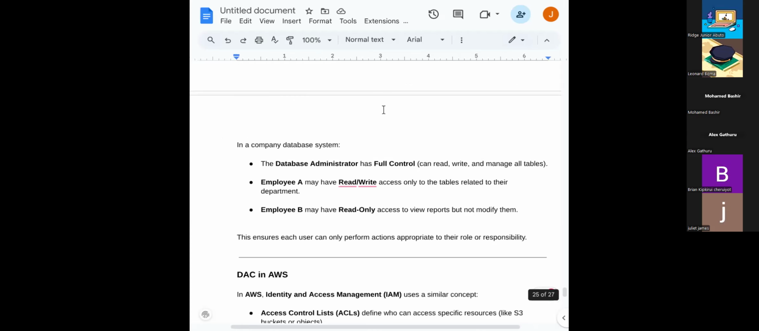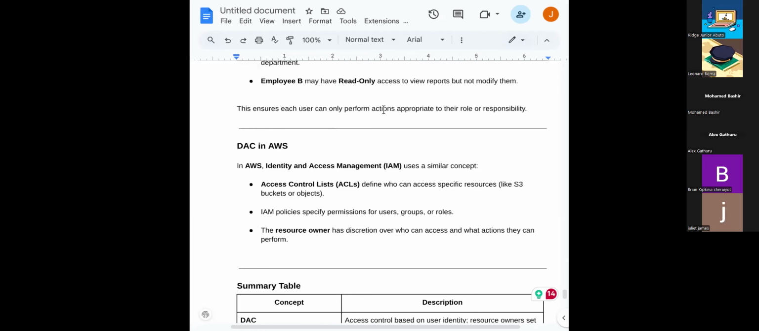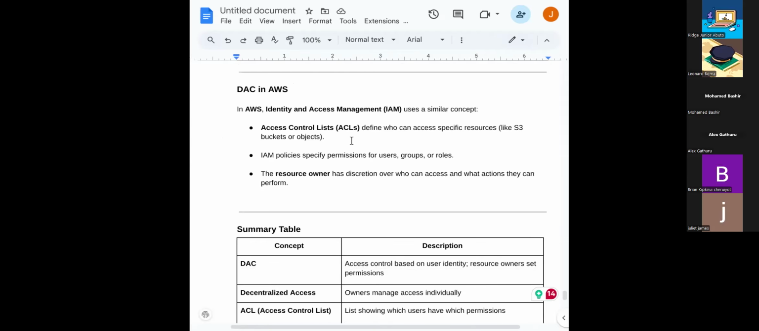Dynamic access control in AWS, we have IAM. In AWS, IAM uses a similar concept where you have an access control list. When you were setting up NACLs, remember that you had an access control list, and you can even see the only IPs that can access your network, and you can even blacklist some IPs from accessing your network. So with IAM, you can create your own access list and you define what this user can access, and what this user cannot access.